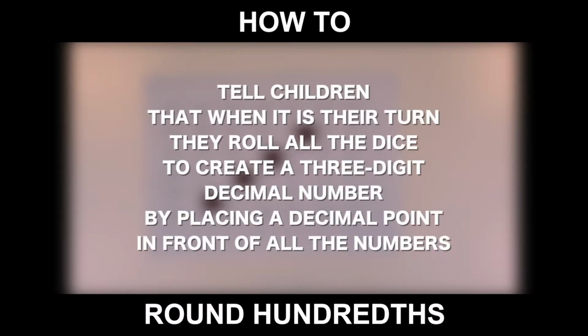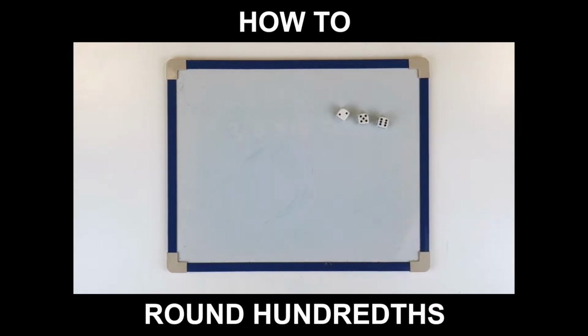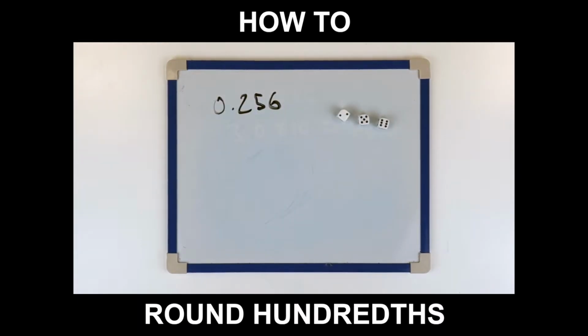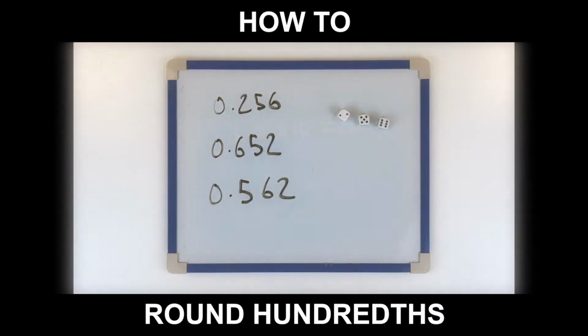Tell children that when it is their turn they roll all of the dice to create a 3-digit decimal number by placing a decimal point in front of all the numbers. For example, if they throw a 2, 5 and a 6, then they can make 0.256, 0.652, etc.